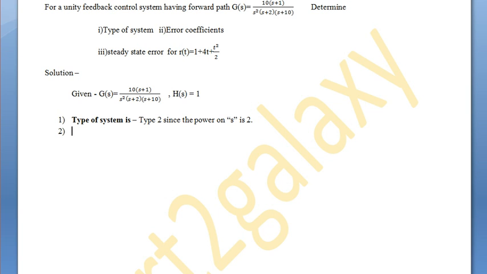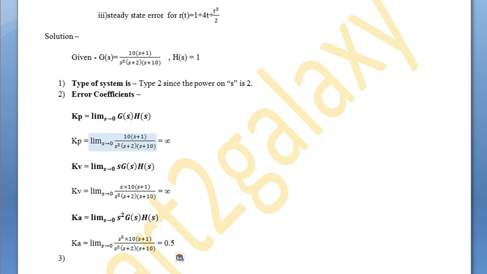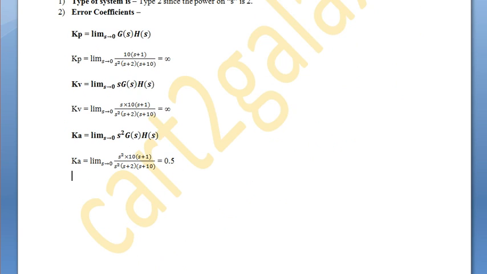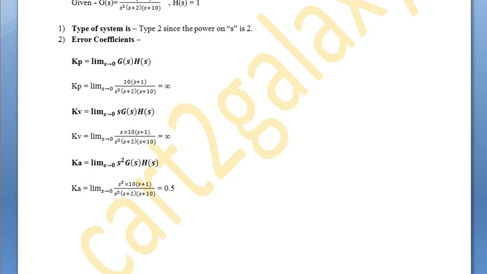Now we have to calculate error coefficients. First of all, we will calculate the position error coefficient. Position error coefficient is given by limit s tending to 0, G(s) into H(s), which is equal to limit s tending to 0, substituting the values for G(s) and H(s), and by putting limit s tending to 0, we will get Kp equals infinity.